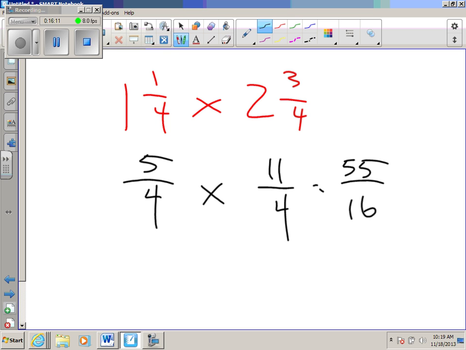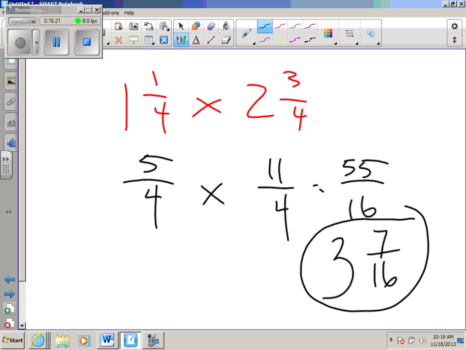16 goes into 55 3 times, which is 48. Take 48 away from 55. 7. 3 and 7/16. If we go back and use our estimation trick, we would have 1 times 3 to give us something in the ballpark of 3. We came up with 3 and 7/16. I think that's close enough. Okay. So mixed numbers need to be turned into improper fractions.